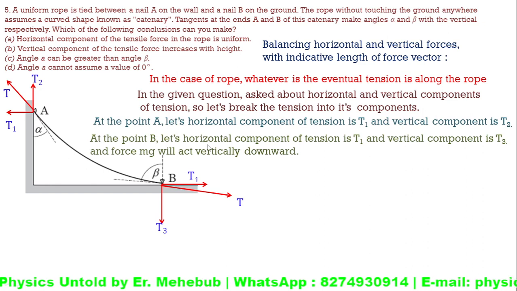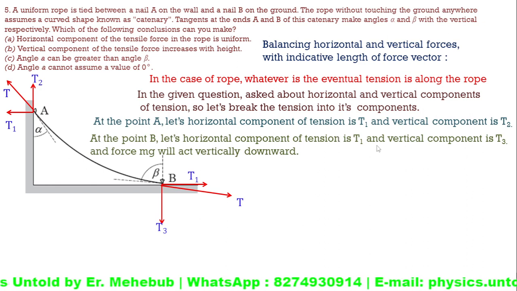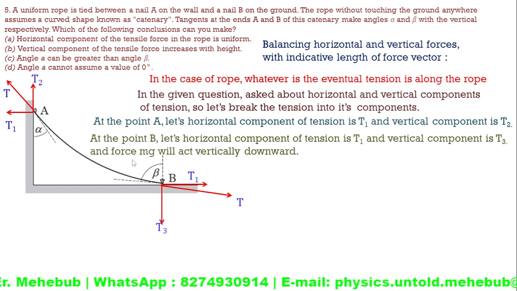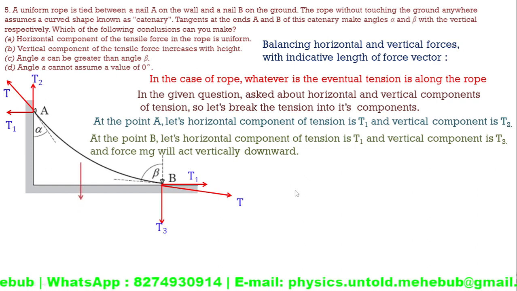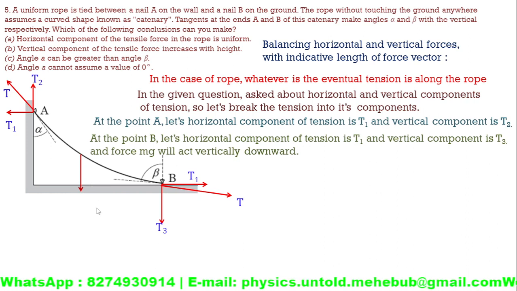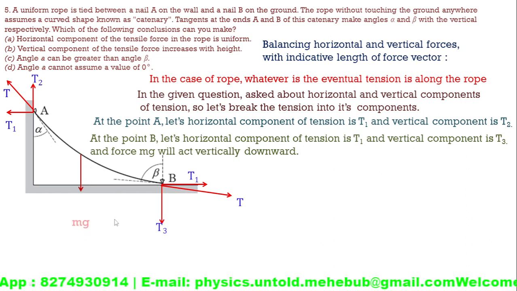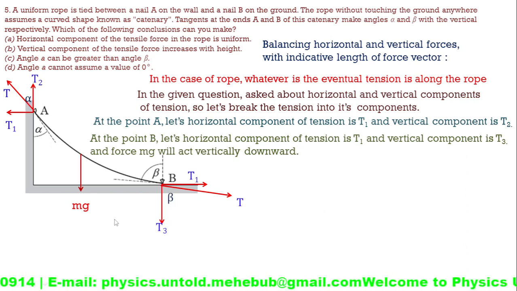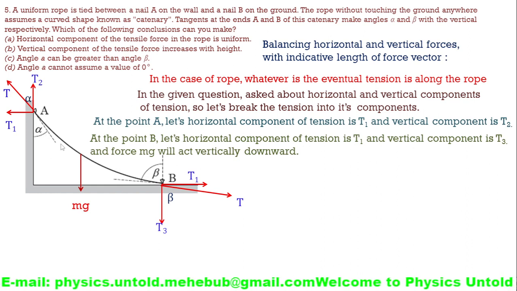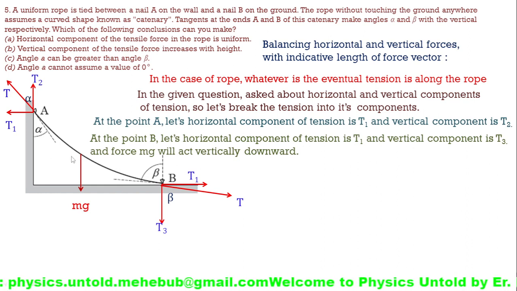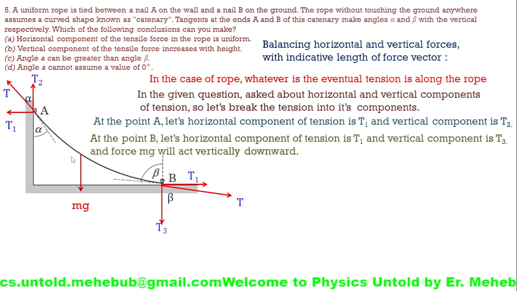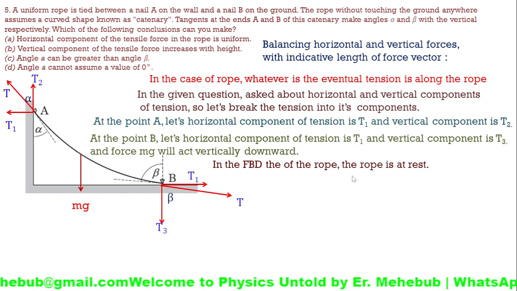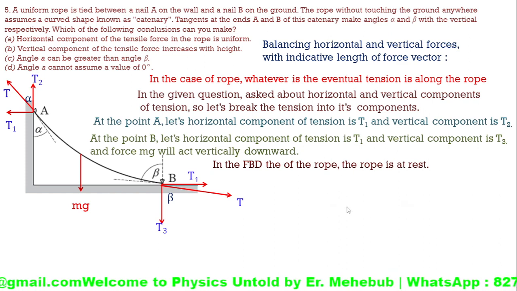So at point B, let the horizontal component of the tension be T1 and the vertical component be T3, and the force mg will act vertically downwards. This arrow is indicating the force mg, which is acting vertically downward. And these angles alpha and beta are the angles which the tangents make with the vertical direction. Each bit of the rope is at rest, so it is in equilibrium.